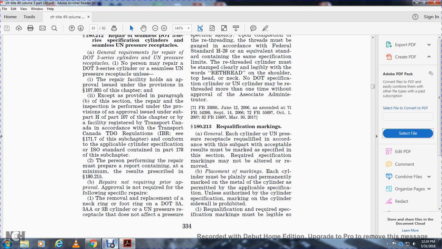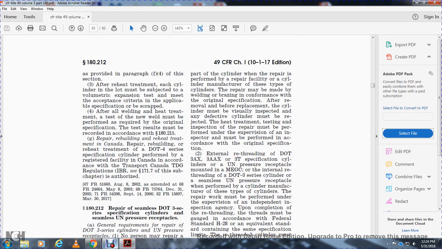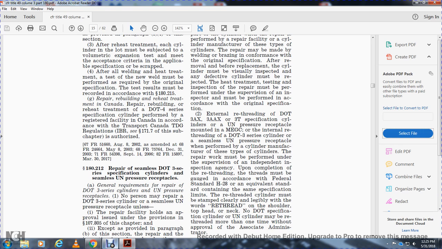for the removal or replacement of the neck ring or foot ring on a 3A, 3B cylinder or UN pressure receptacle that does not affect the pressure part of the cylinder, with the repair performed with the repair facility. Cylinder manufactured with each type of the cylinder with the repair may be made with the welding brazing in conformity with the original specification. After the removal and before replacement, the cylinder must be visually inspected. Any defective cylinder must be rejected. The heat treatment, testing and inspection of the repair must be performed under the supervision of an inspector in accordance with the original specifications.